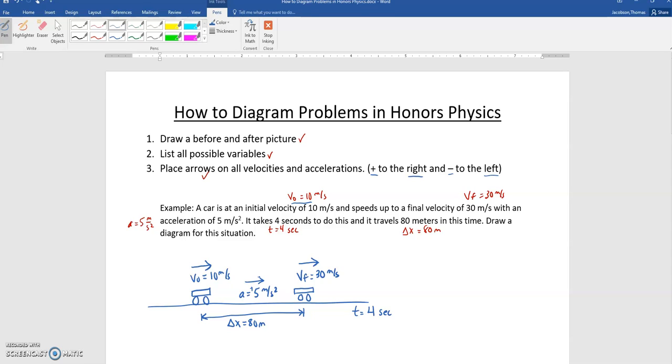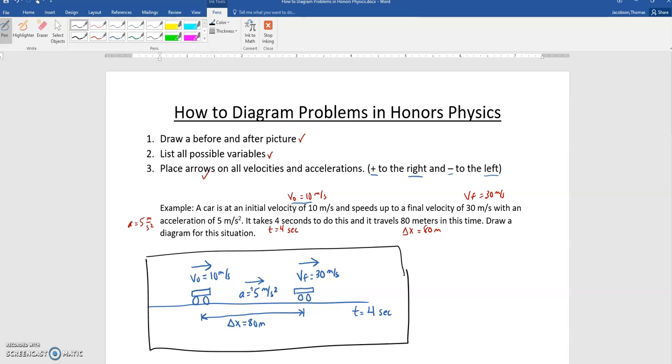So somebody could look at this picture right here that I just put in this box, and somebody could understand what is going on without even reading that example problem. They could see a car is initially at 10 meters per second. It gets to 30 meters per second. It travels 80 meters in this time. It has an acceleration of 5 meters per second squared, and it took 4 seconds to do so.